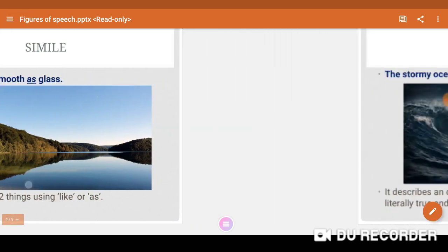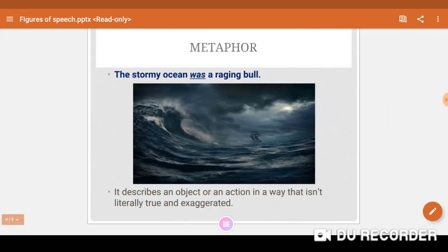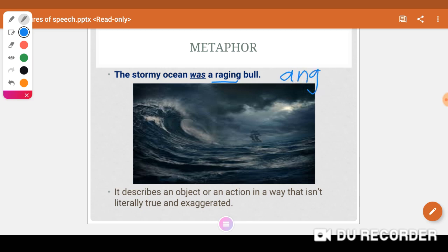What is a metaphor? Example: the stormy ocean was a raging bull. Do you see the picture of the sea or the ocean here? It's all waves and the sea's going crazy. So we're describing it as a raging bull. Raging means angry, as we know before.